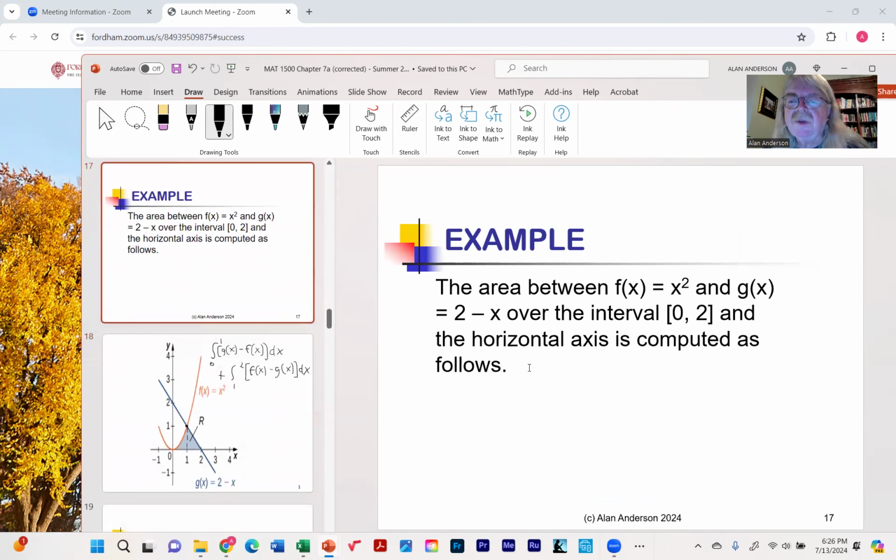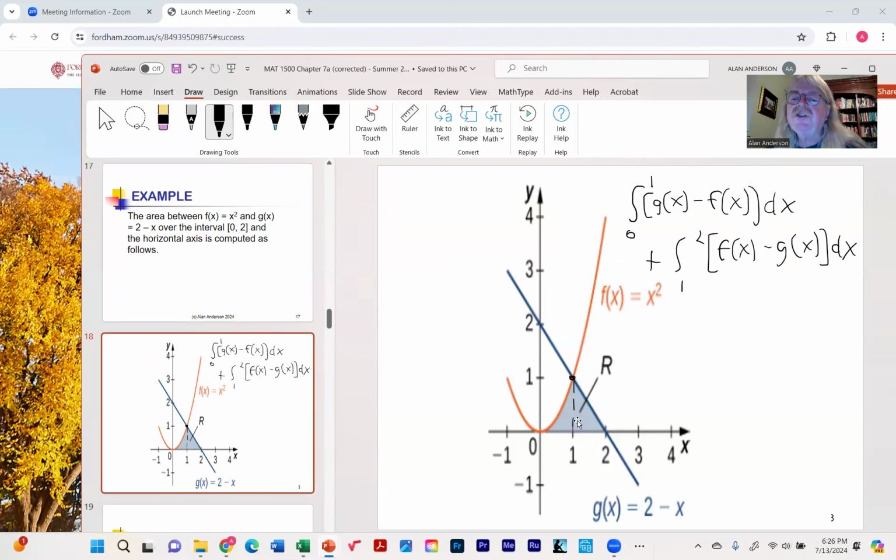All right, let's try this one. F of x is x squared, which is a parabola. G of x is 2 minus x, which is a downward sloping straight line over the interval from 0 to 2. All right, so this shaded region is what we're after. Now, if you notice, between 0 and 1, blue is on top of orange, and between 1 and 2, it's the other way around. Okay, so think of this as A1, and think of this as A2. What we're after is the sum of these two.